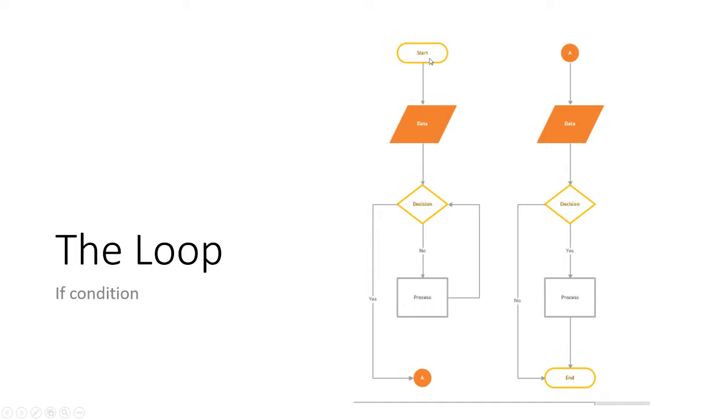So in this flowchart, we input some data, we make a decision. If the decision results in a false situation, we repeat and we keep repeating. When our decision finally results in a true condition, we stop repeating. So we can have a loop that's based on a condition.